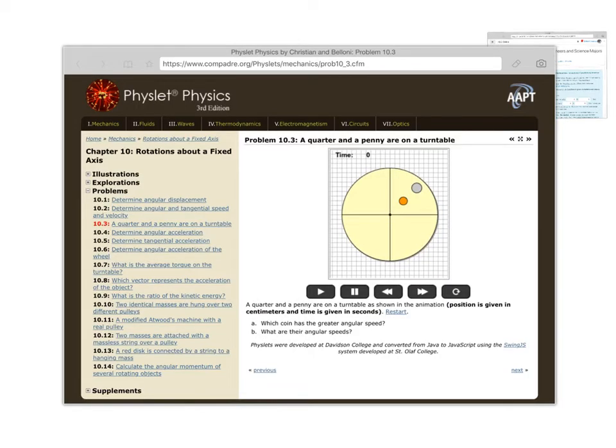Okay, skipping ahead to the next simulation and the third problem. The first two are on that first simulation. Let's just run this and see. We have a turntable again with a quarter and penny on it. If we just run it, it looks like it's turning at a steady rate. So does that mean no angular acceleration? It means the angular velocity is most likely constant. We can check that to see. It doesn't seem to be speeding up or slowing down.